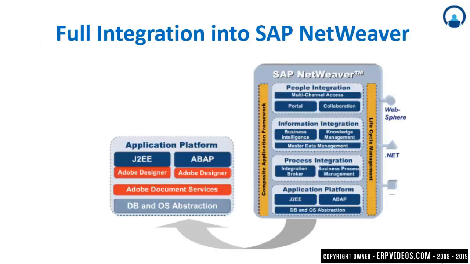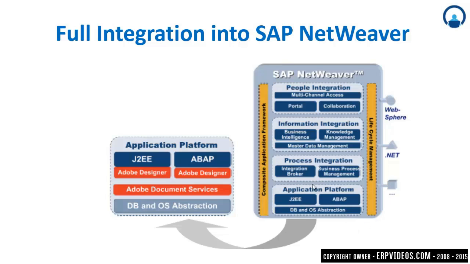Next we'll see the architecture related to the SAP NetWeaver. So this diagram represents the full integration into the SAP NetWeaver. This SAP NetWeaver is fully integrated with the application platform, where we have the application platform as Java, that is J2EE, and we have an application platform as ABAP, where it will design the documents based on the Adobe Designer. Under this SAP NetWeaver, we have the WebSphere and the .NET facilities, where it has people integration, information integration, process integration, and application platform.